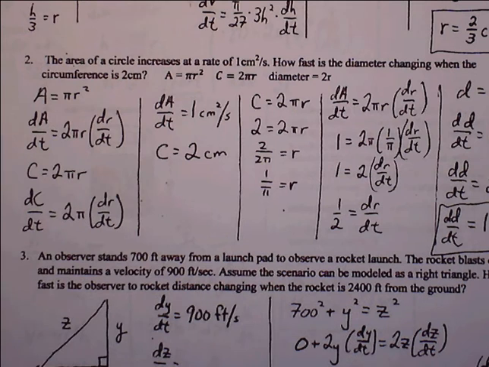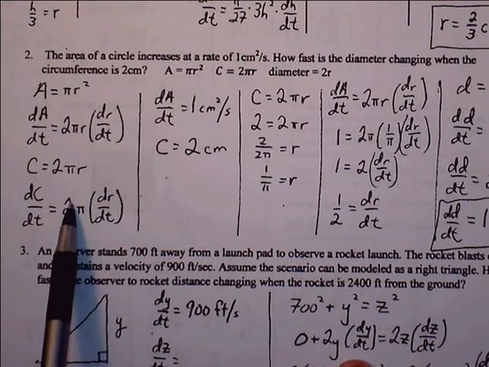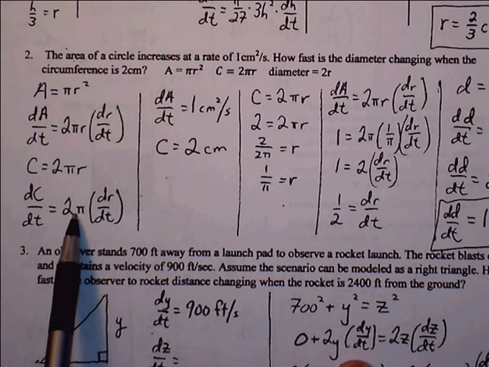Now let's look at the circumference equation. Circumference equation is C is equal to 2 pi r. Let's find the derivative. So C becomes dC/dt. 2r becomes 2 dr/dt. Pi is just a coefficient. It will just attach itself to the front here.